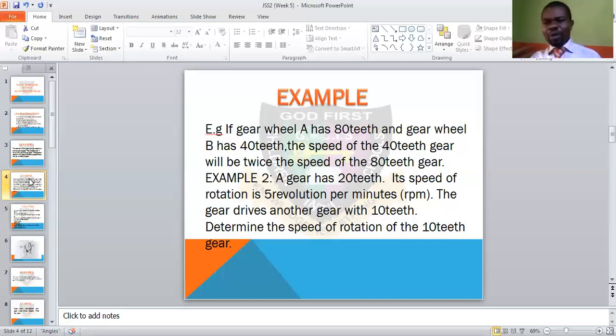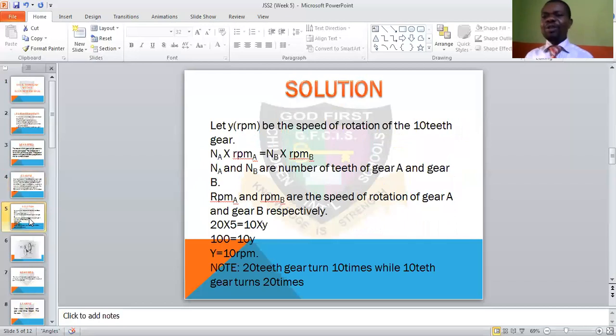What do you do? You do the calculation. We'll come down and look at this. The solution is this. I use a mathematical solving tool so that we'll be able to understand. And I said, let y be the speed of rotation, that's y in RPM, that's the unit, of the 10 teeth gear. Then you now see something here.